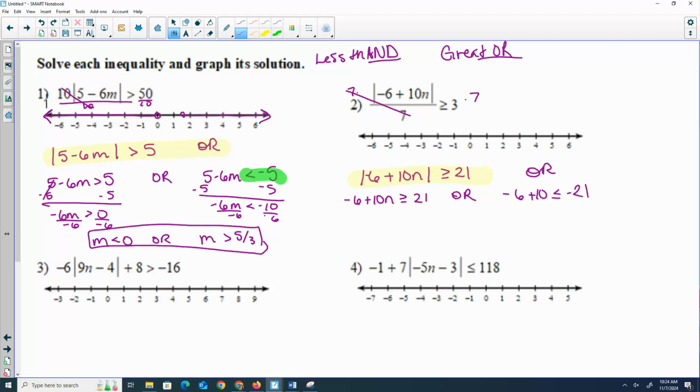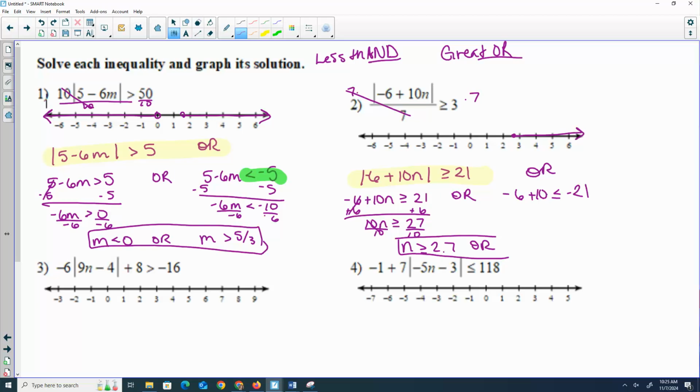Alright, how would I solve this? Plus 6. So we get 10n greater than or equal to 27. Divide by 10. Again, these aren't working out perfectly, but that's okay. N is greater than or equal to 2.7. Or, so, greater than or equal to 2.7. Equal to is closed. Greater is going to the right.